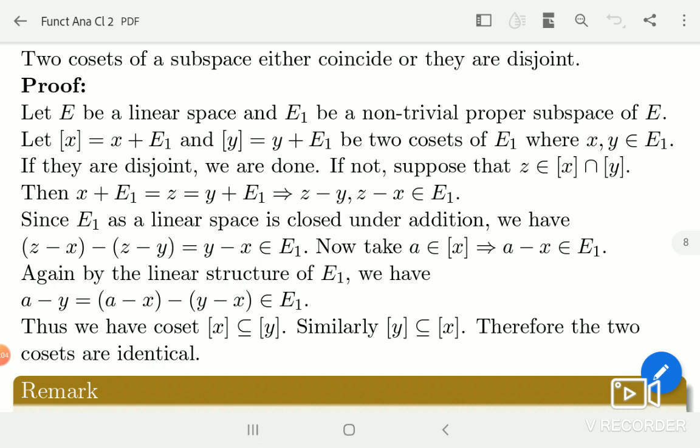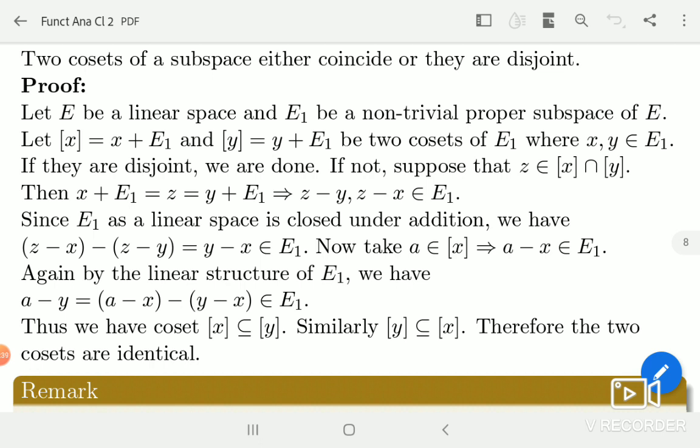Now z minus y and z minus x will be in E1 by result 1. Since E1 is a linear space, we can apply all the linearity conditions of addition and subtraction. Using that, z minus x minus z minus y is actually y minus x, so y minus x is in E1. Now we take a point a from coset x. Then a minus x will be in E1. Then again by the linear structure of E1, a minus y is also in E1.